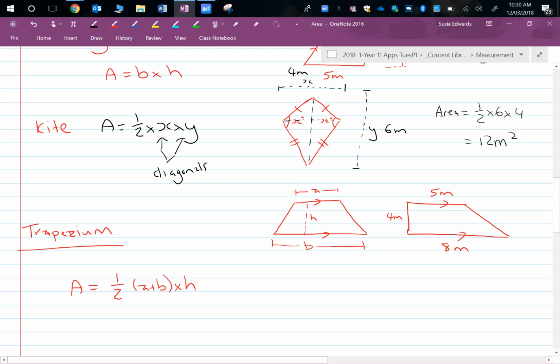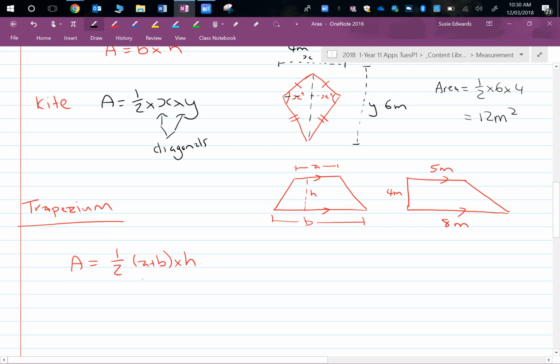So the formula for this is half A plus B times height. Now, A and B are the 2 parallel lines. It's the length of the 2 parallel lines. The height is the distance between them, because it's always going to be a perpendicular height. So if you can remember that, because a lot of the time when you see shapes which look a bit like this, people get confused and try to use the 4 and whatever this slant height is. It's the 2 parallel lines and the distance between them which is in the formula.